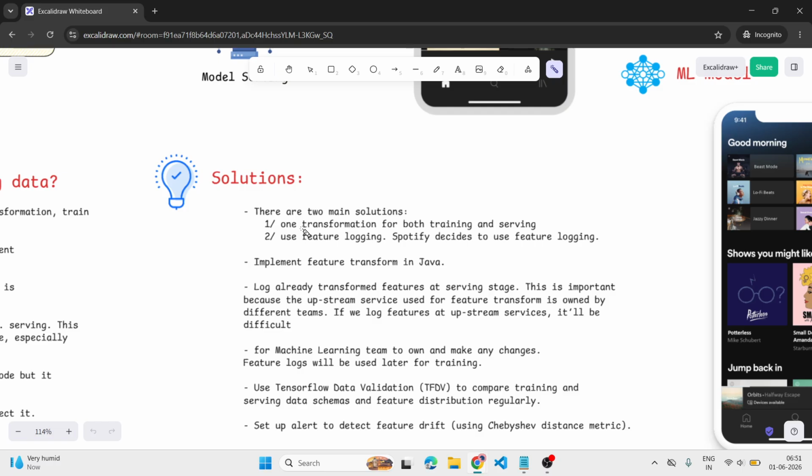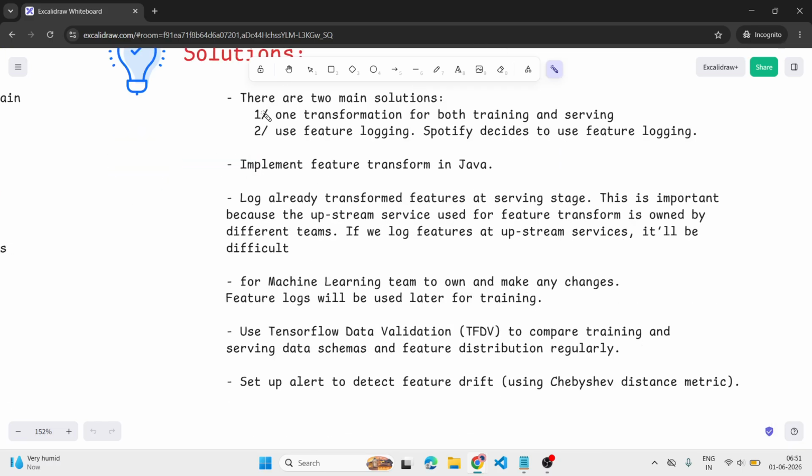So what solutions did we find? We found a few solutions. There are two main solutions. First of all, one transformation for both training and serving. So we understood that during the deployment time, both models are present or we serve from one model. Means we train only one model, then we serve from that model. We train one model, then that model serves the other model, like that. Then use feature logging. Spotify decided to use the feature logging method, just like we are logging our model training all the time using MLflow or other libraries.